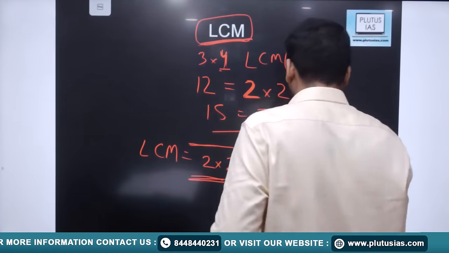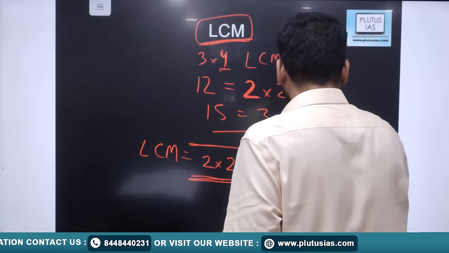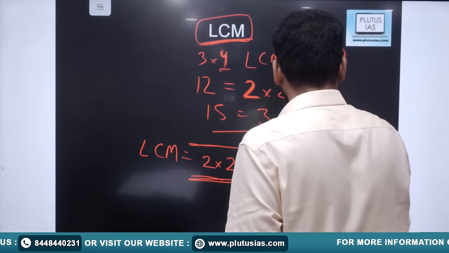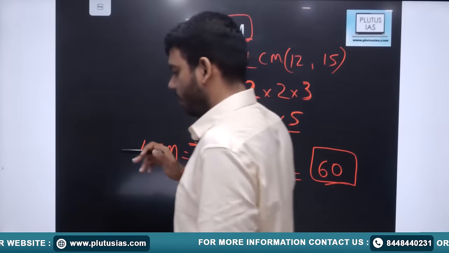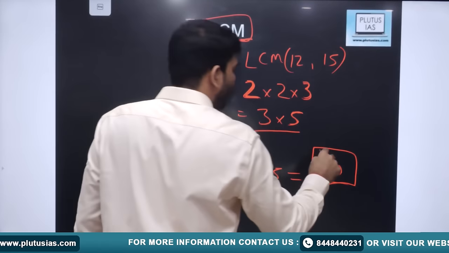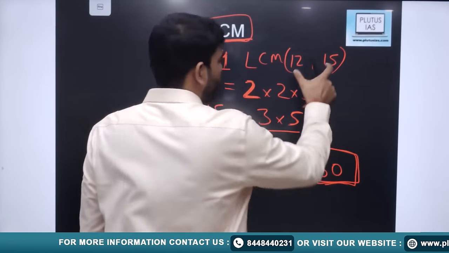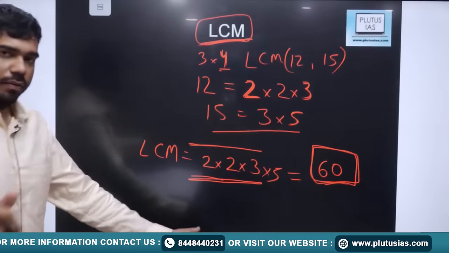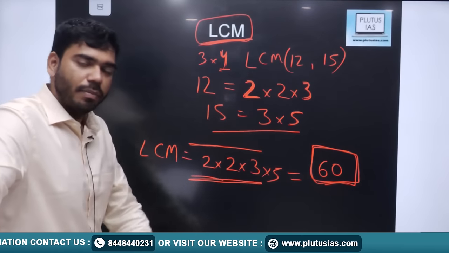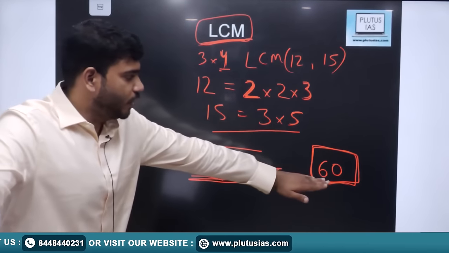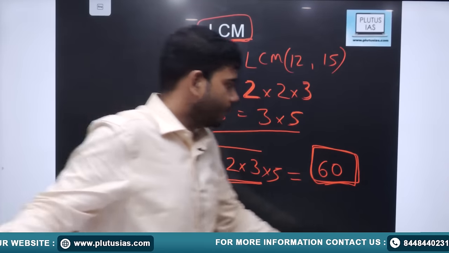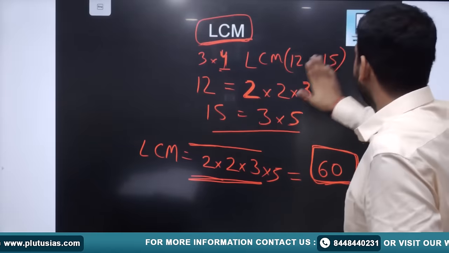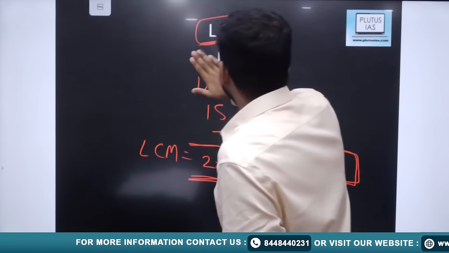अब इसको if you multiply this thing we will get 60. So 60 is the LCM of 15 and 12. So what it means, 60 is the smallest multiple that is common to both 12 and 15. मतलब 12 के हमने सारे मल्टीपल लिए, 15 के हमने सारे मल्टीपल लिए, तो 60 वो सबसे छोटा नंबर है जो दोनों का मल्टीपल होगा और वो LCM है, right? So I hope it is clear. I have provided this thing in a very simple form.